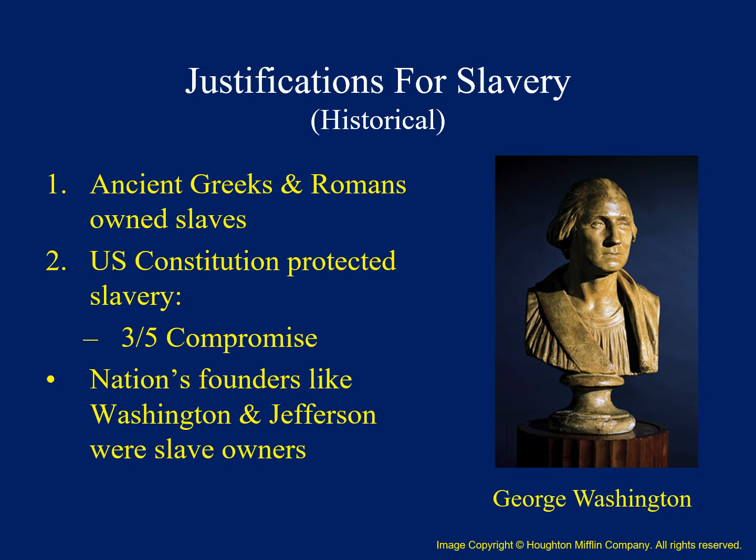Additional justifications were also included. Some were based on history. Well, the ancient Greeks and the Romans were the great civilizations of the ancient world. They owned slaves. Why shouldn't the United States? The United States Constitution protected slavery. In fact, it declared that a slave was equal to 3/5 of a person with the 3/5 compromise.